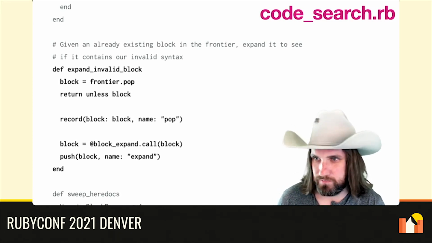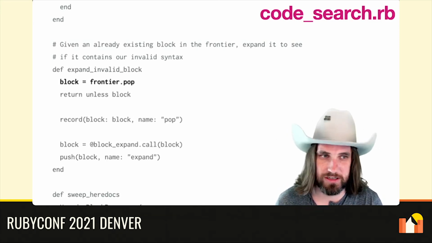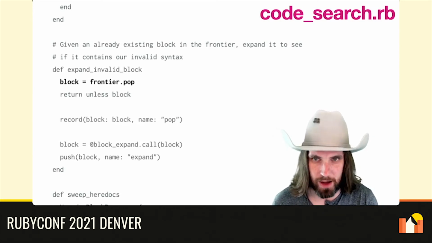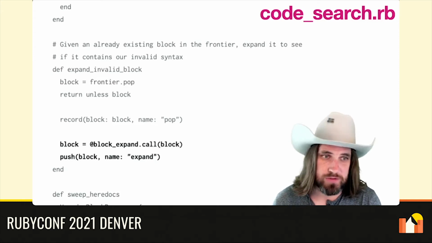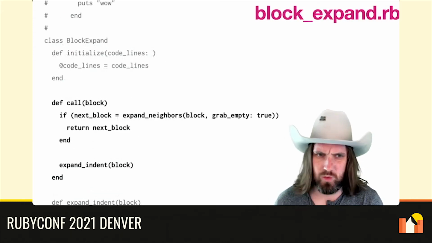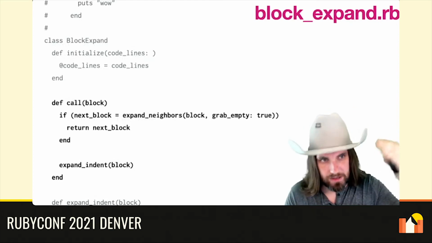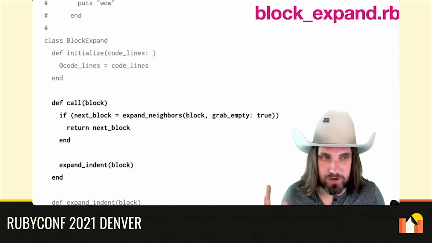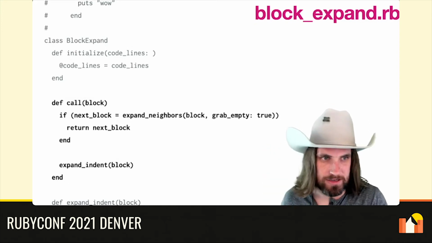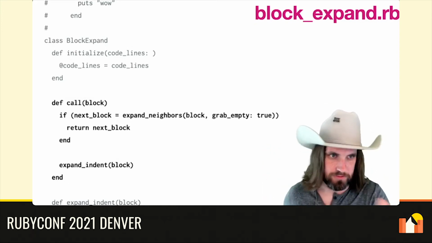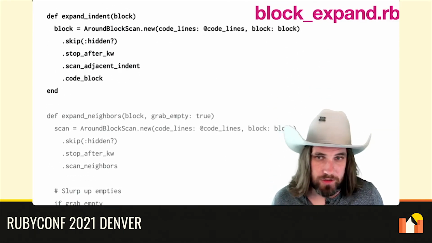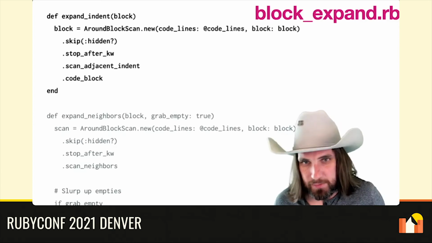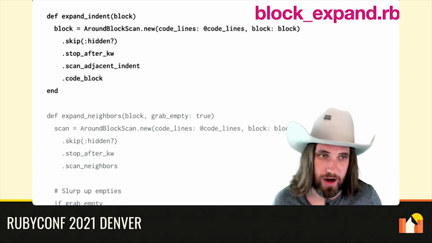Here's our expand code. The frontier is stored in indentation order, so the highest indentation is popped off. That's the furthest out. The block is expanded using an object and pushed back onto the frontier. How does that expansion work, though? Well, we can either expand within the same indentation, aka neighbors, or we can expand back one indentation, so not as far out, less indentation. Both of those methods use a class called the around block scan, which acts as a DSL for scanning up and down. And this is where we give our algorithm rules about how to build blocks using indentation and lexical data.